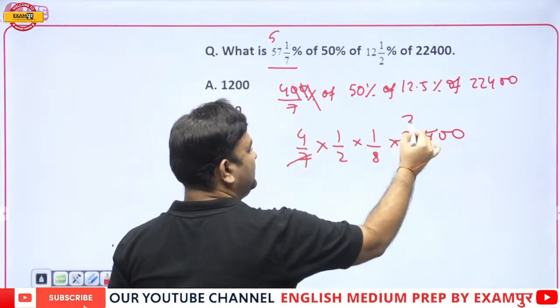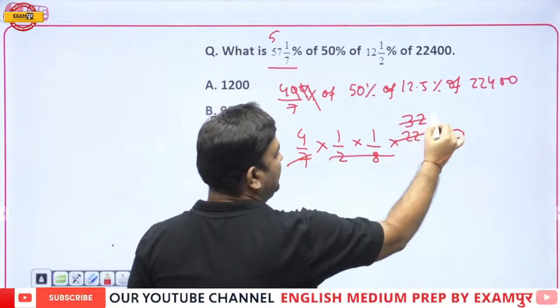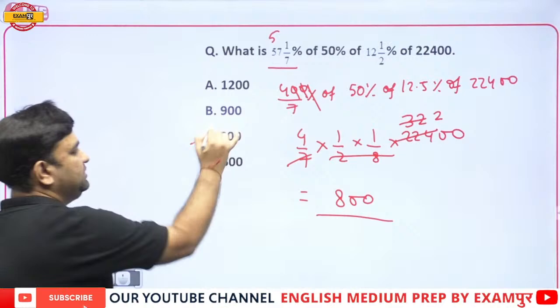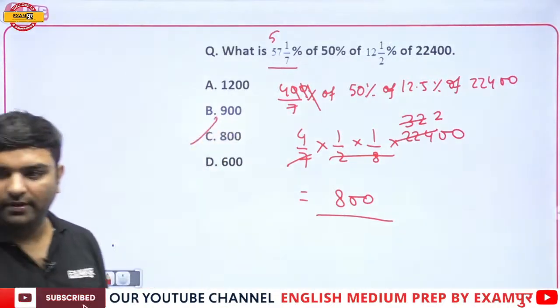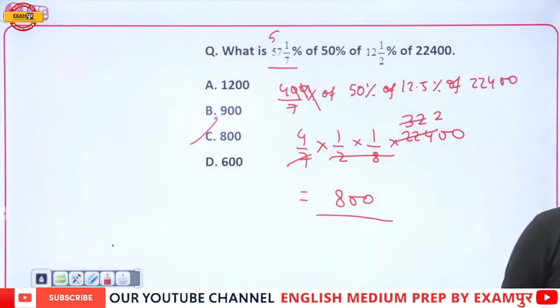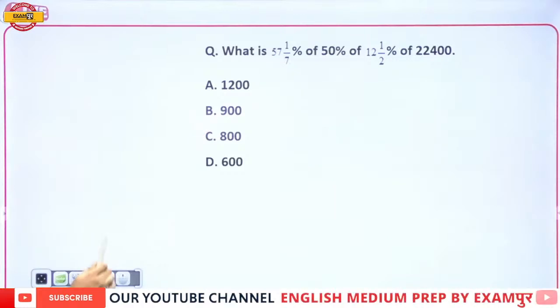7 3 ja 21, 7 2 ja 14. 16 2 ja 32. It is 800. Percentage cancel out 2 zeros. So whenever you find a percentage and 2 zeros together, just crush them. Just crush 2 zeros. Yeah. Next.